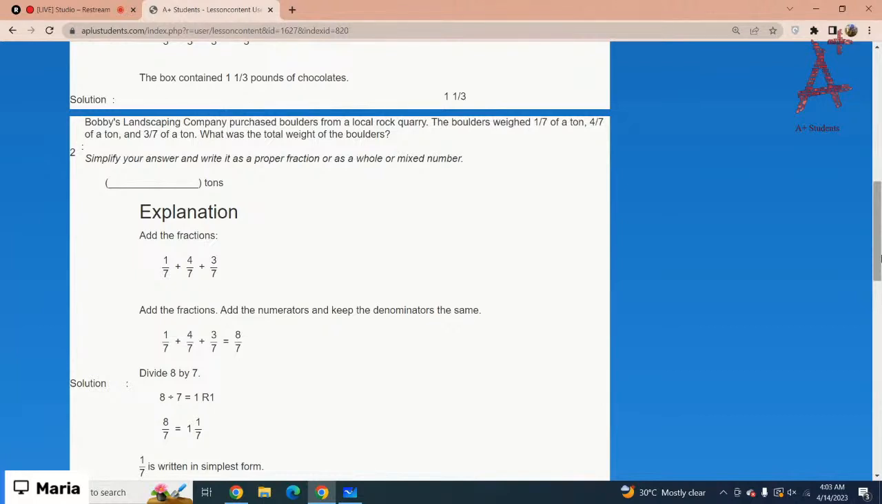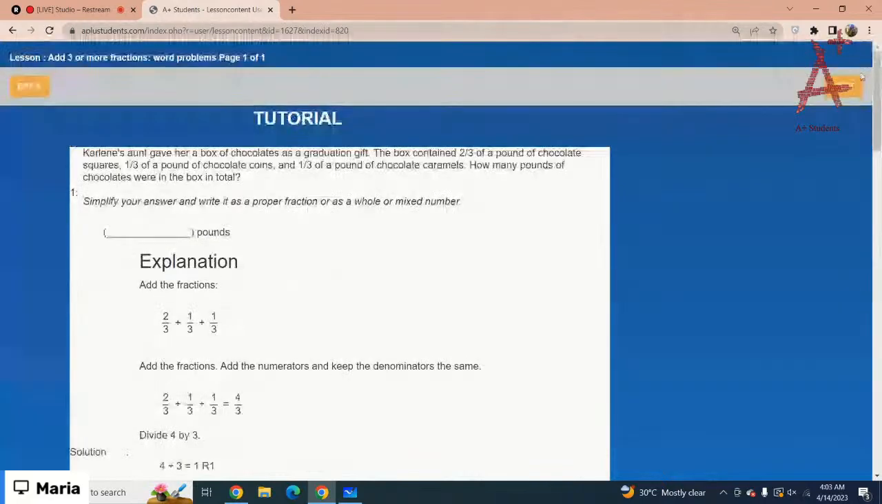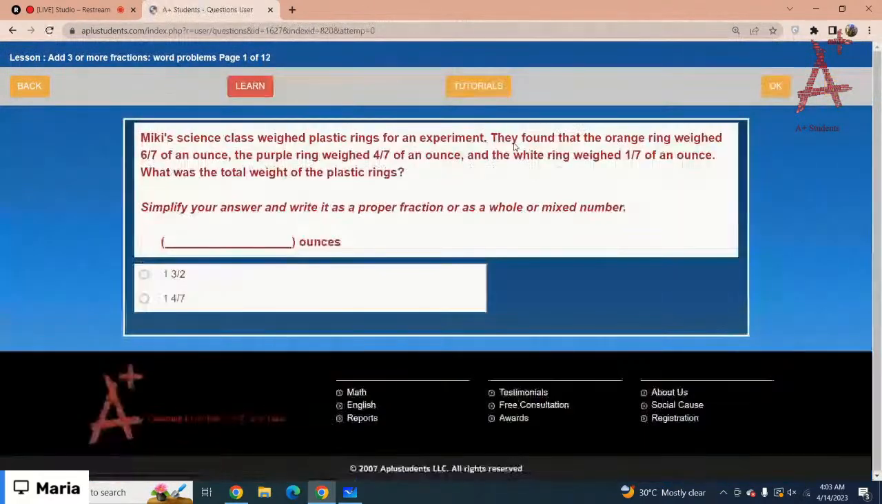Okay, let's just start with the test questions. Mickey's science class weighed plastic rings for an experiment. They found that the orange ring weighed 6/7 of an ounce, the purple ring weighed 4/7 of an ounce, and the white ring weighed 1/7 of an ounce. What was the total weight of the plastic rings?